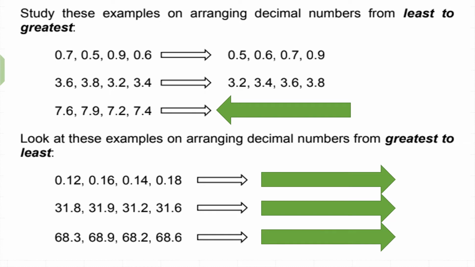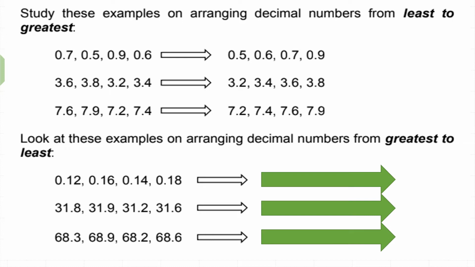Next example is 7 and 6/10, 7 and 9/10, 7 and 2/10, 7 and 4/10. So the whole number 7 is all the same. So just look after the decimal point. Look for the lowest or the smallest number, which is 2, right? So the first one is 7 and 2 tenths. And the last one is 7 and 9 tenths, which is the biggest number.